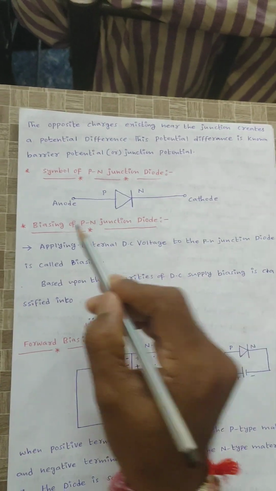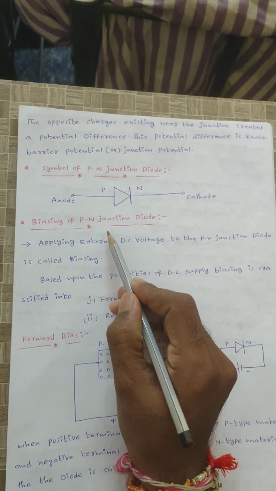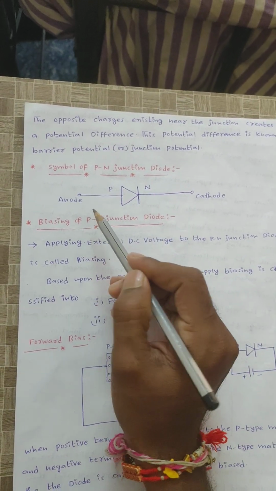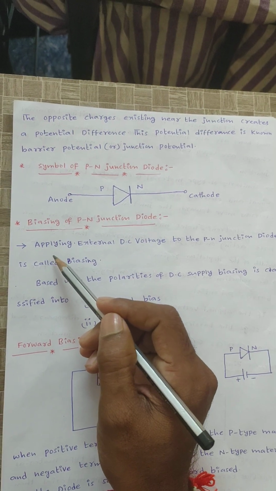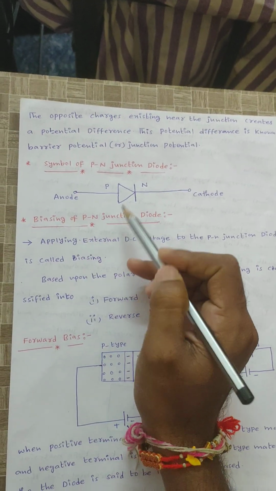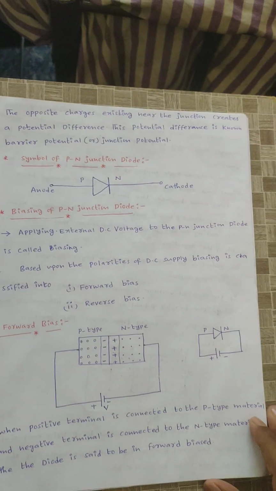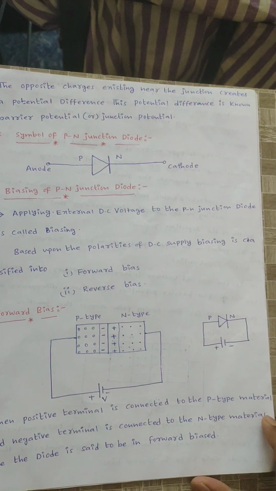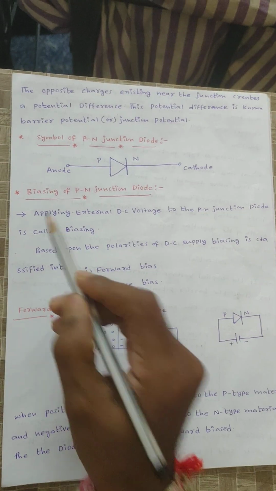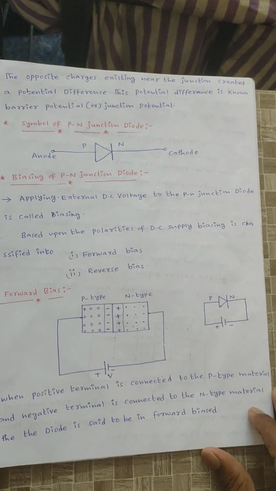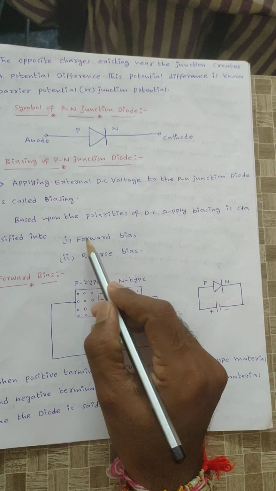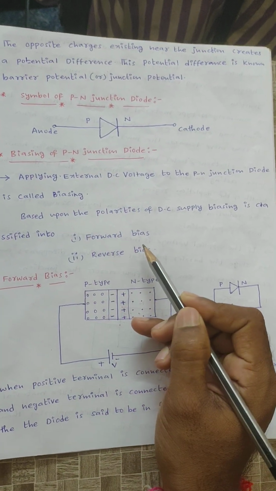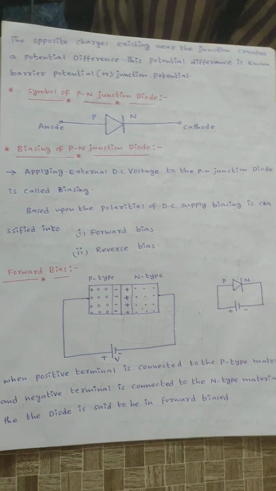Now, biasing of a PN junction diode. Biasing is nothing but applying an external DC voltage to the PN junction diode. When DC voltage is given to the PN junction diode, that is biasing. Based upon the supply polarities, this biasing is classified into two types. The first one is forward bias, the second one is reverse bias. First we will discuss forward bias.